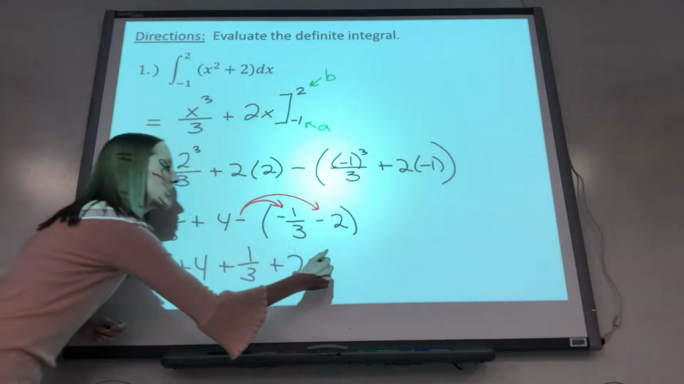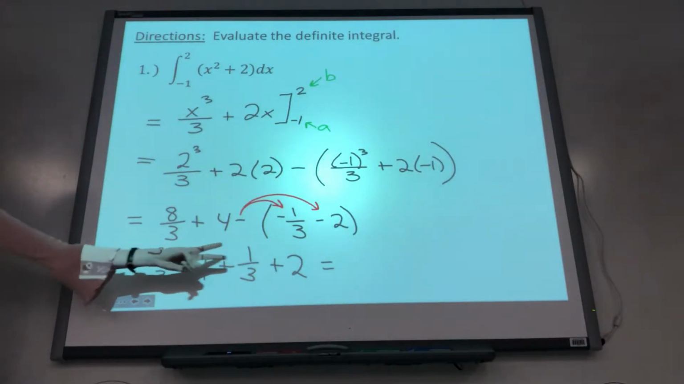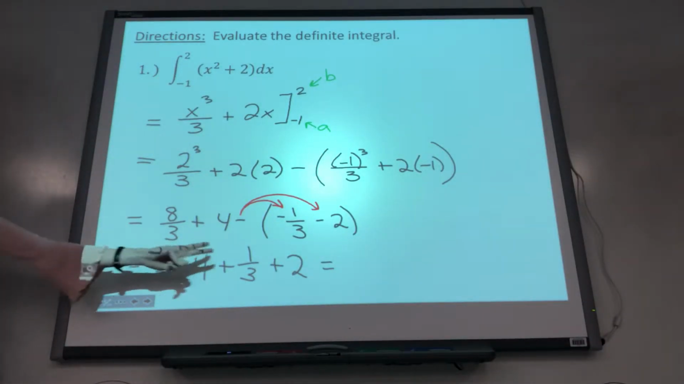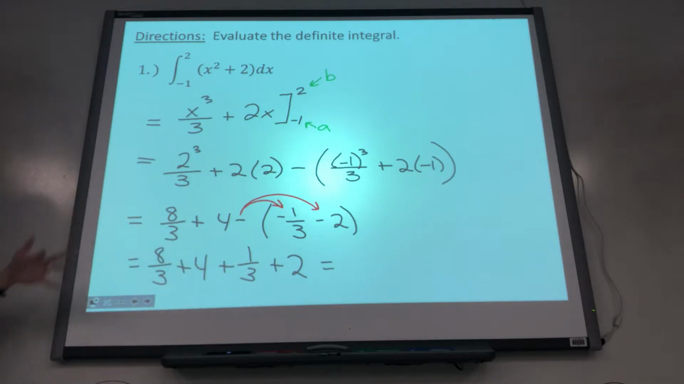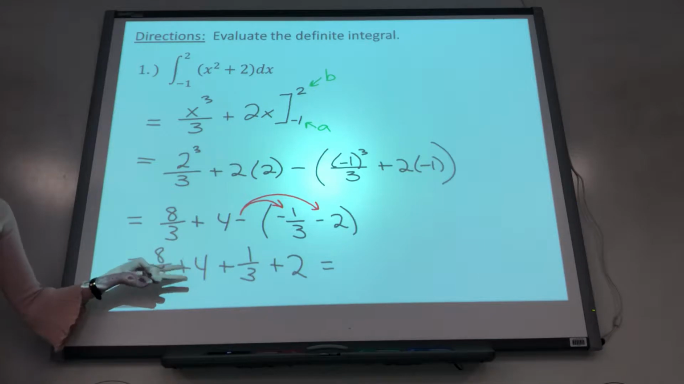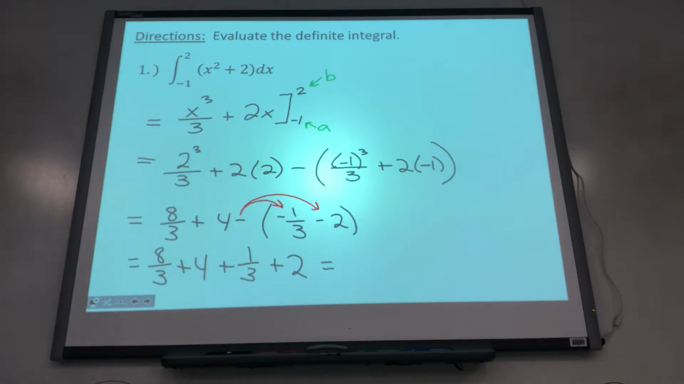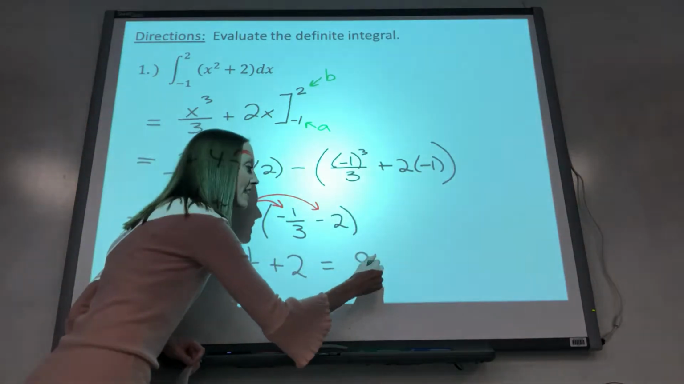So actually I could go ahead and add those fractions up first. 8/3 plus 1/3 is 9/3, which is just 3. So then 3 plus 4 is 7. 7 plus 2 is 9.